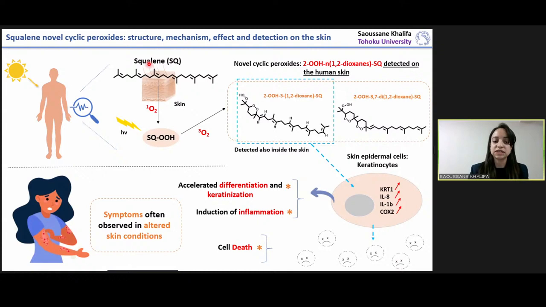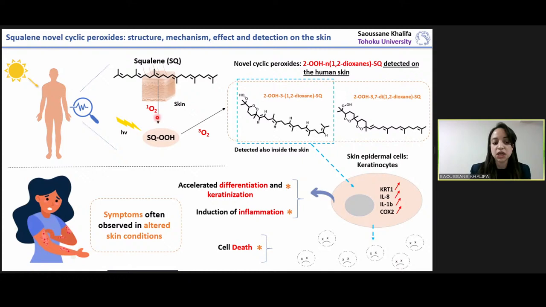It has already been demonstrated that when our skin is exposed to photons, for example sunlight, the photosensitizers on our skin transform the triplet state molecular oxygen, which is the oxygen found in the air, to singlet oxygen, which is a very reactive form of oxygen. This singlet oxygen reacts with squalene and attacks the double bonds present on the molecule, forming squalene monohydroperoxide isomers, six isomers in number. Of course, the difference between the isomers is the position of the hydroperoxide group on the molecule.